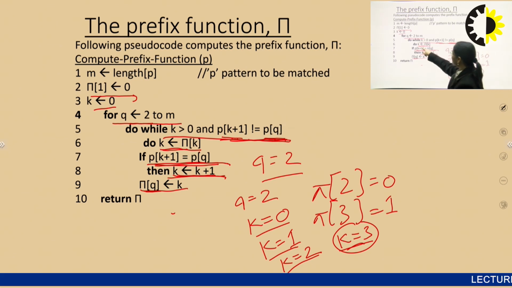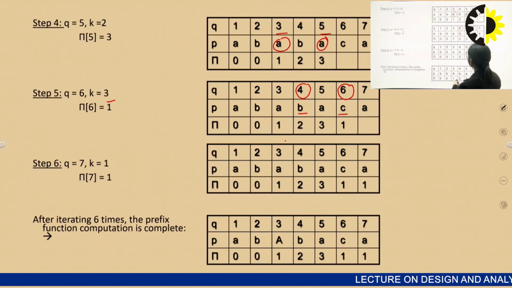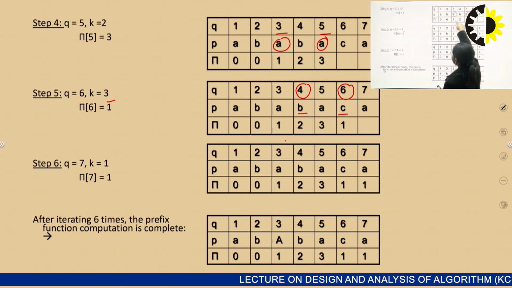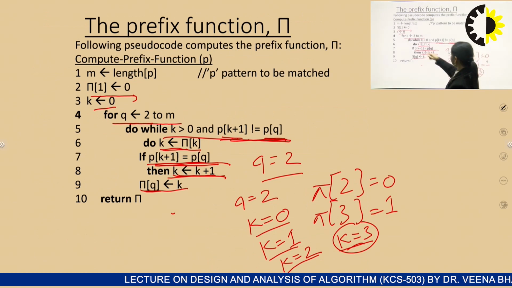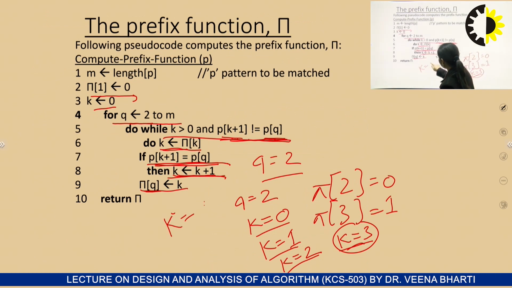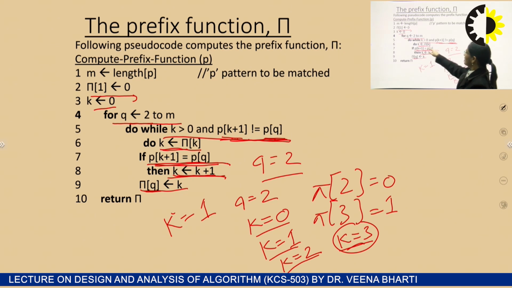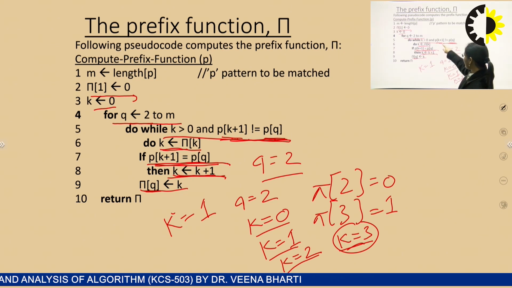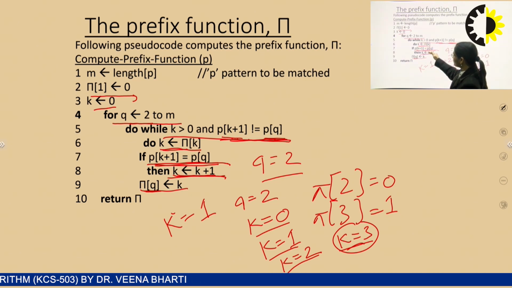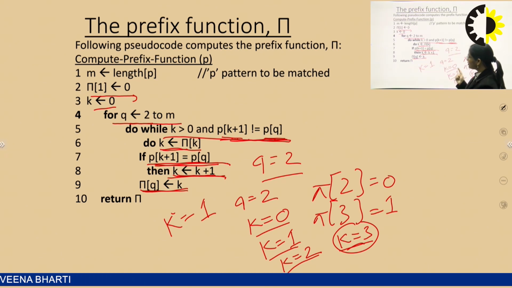So we have to set K equal to pi K. In this case, the value of pi K here is 1. So what we have to do? We have to set again K equal to 1. Then if this doesn't match, because we have seen that this is not equal, we don't go to the if loop. We have to go to the next step, that is pi Q equal to K.